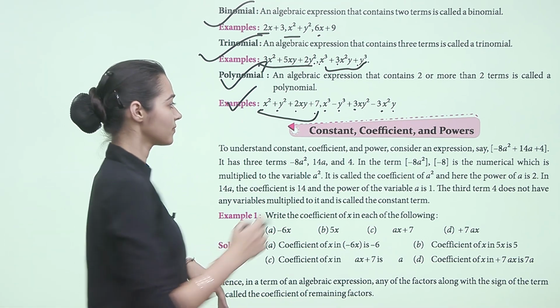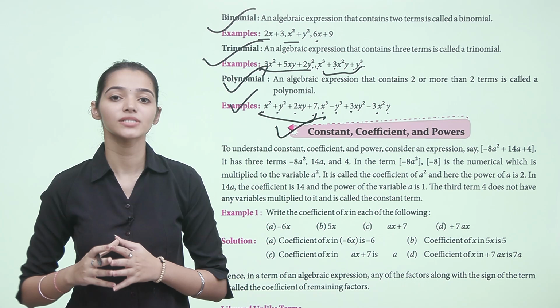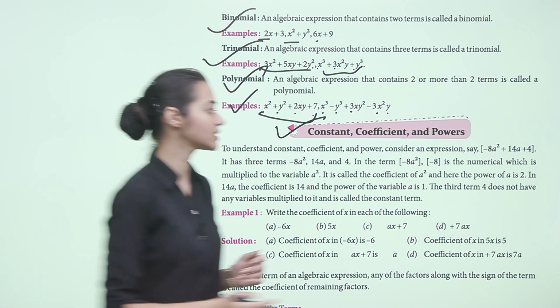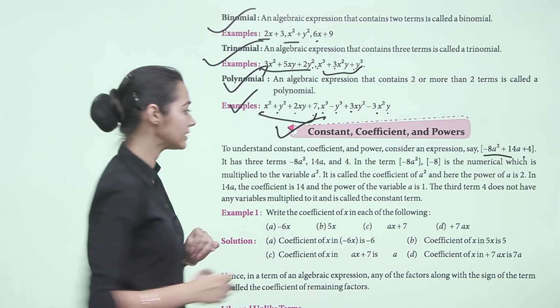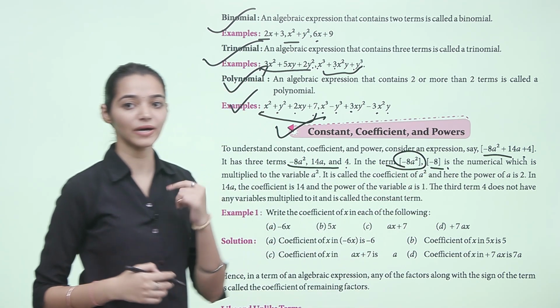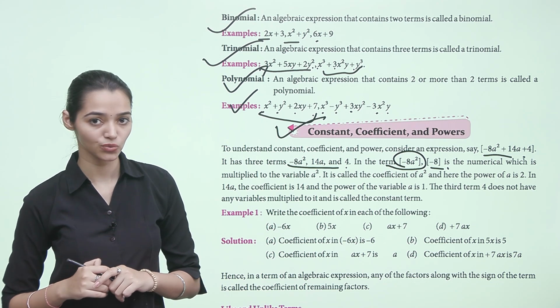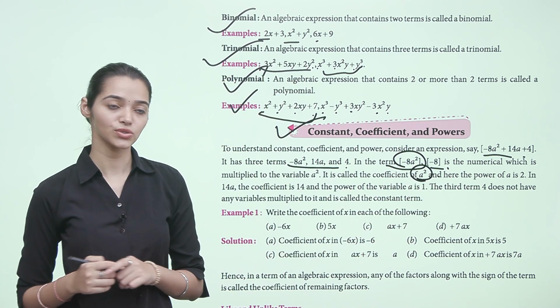Now next is our constant, coefficient and powers. To understand constant, coefficient and power, let us consider this expression. In this expression it has 3 terms, these are our respective terms, and in this term minus 8 is our numerical, which is multiplied to a variable a square, and it is also called the coefficient of a square. Here the power of a is 2.